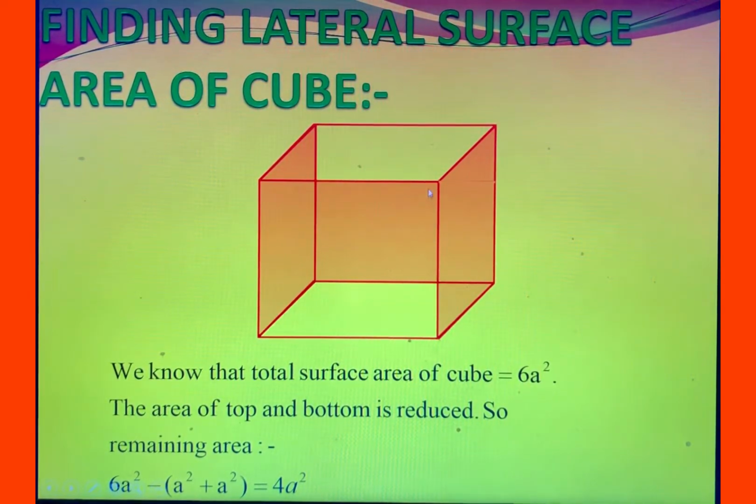So dear, if we subtract the area of top face, that is A square, area of square is A square, and the same way area of bottom face again A square. So A square and A square means 2A square. If we subtract 2A square from the total surface area 6A square, so that we can get the lateral surface area of cube, that is 4A square. And again the unit of lateral surface area is square units.